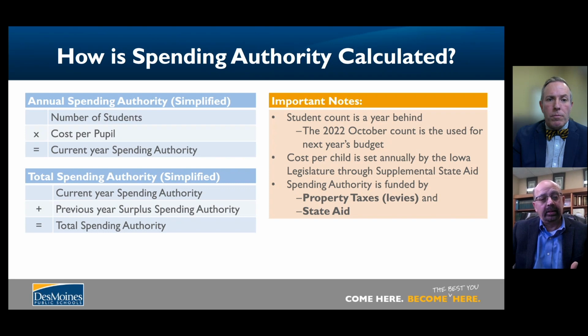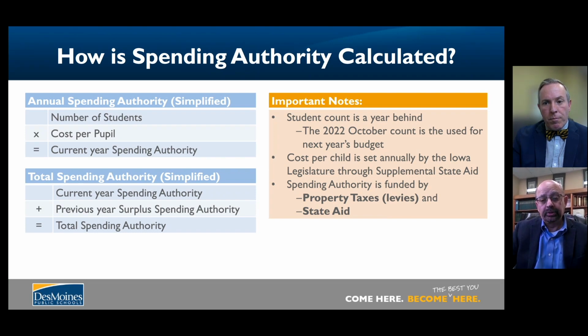So how is spending authority calculated? It's simple math. For the current year, it is the number of students, which as we know are declining for us, so that negatively impacts us, and cost per pupil, which is set largely by the state. That decides the current spending authority. However, in a very simplistic way, what we are looking at is total spending authority, which is the current year spending authority, which I just explained, plus any surplus that we have carried forward from the previous year.